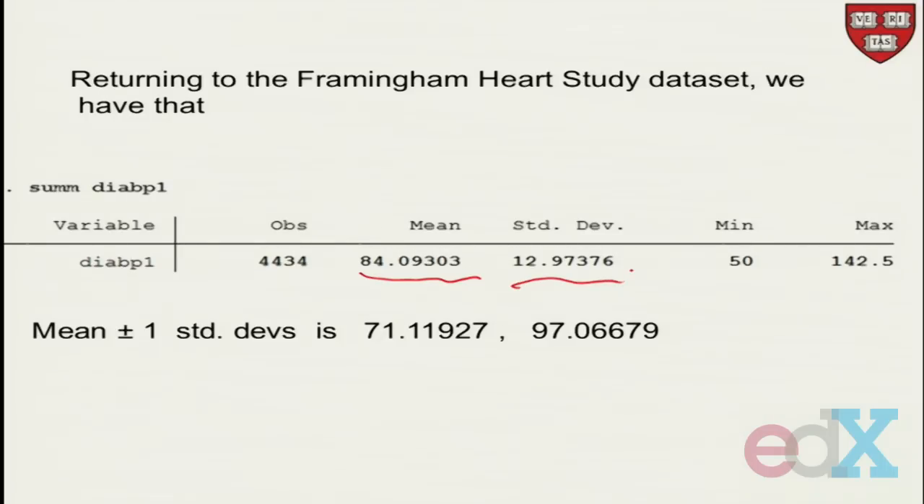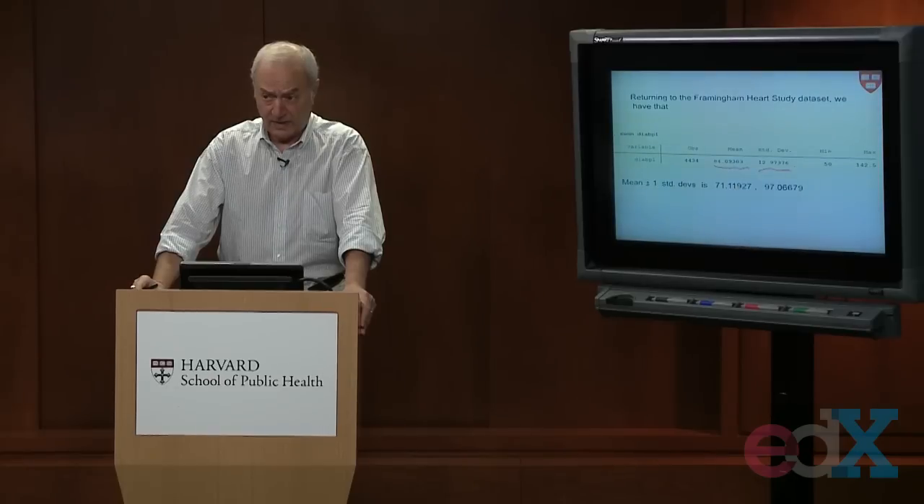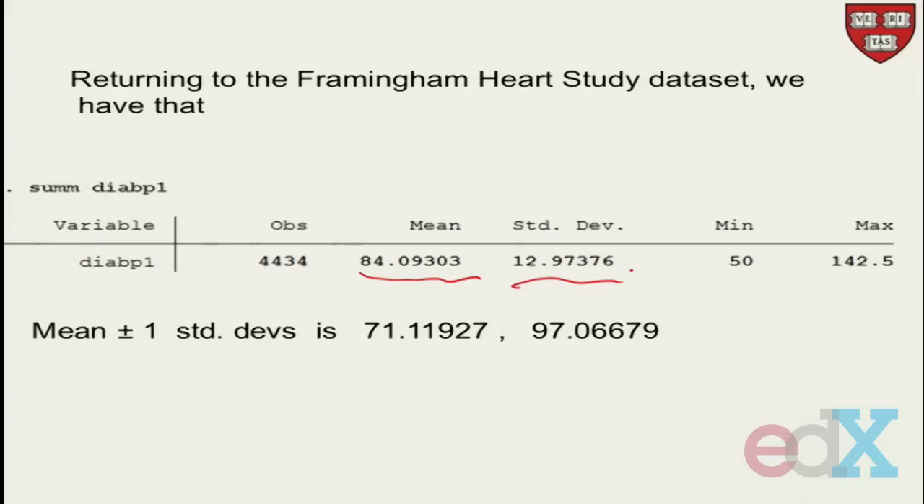So what the empirical rule says, if we can assume that the diastolic blood pressure is unimodal and approximately symmetric. Remember, we looked at this issue about the diastolic blood pressure to see whether it was symmetric or not. We'll come back to that in a minute. But if we could assume that, then if we look at the mean plus or minus 1 standard deviation, we get this interval from 71.11 to 97.07.